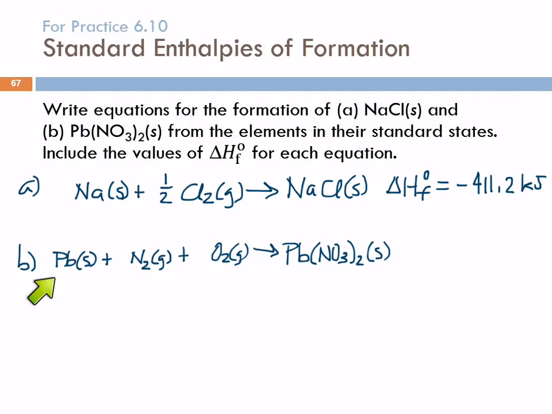So we've got our standard states now. We need to balance it. We can't change the coefficient on the product. It needs to be 1. There's 1 lead here and there's 1 lead there, so that's nice. The nitrogens, there's 2 of them, and there's 2 over there, so that's cool. How many oxygens in this? 6. So we need to put a 3 in front of oxygen.